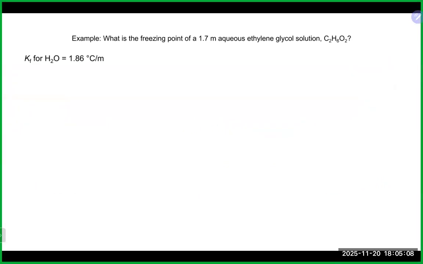So why don't we try one here? What is the freezing point temperature of 1.7 molal ethylene glycol solution? So why don't you take a moment there and give it a calculation?